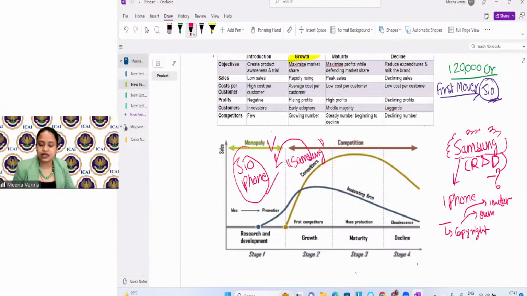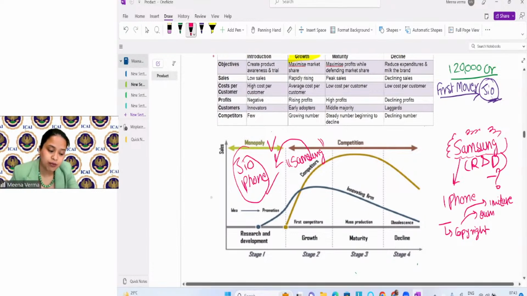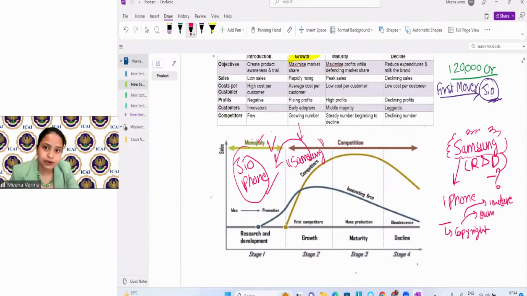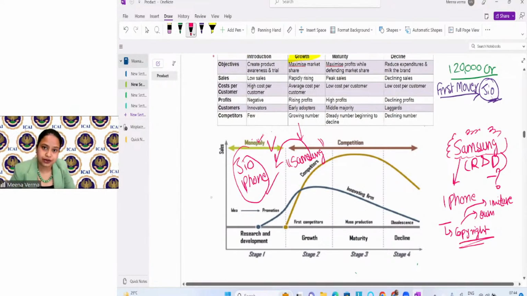Now the point is that a competitor will do the imitation for a product for which the market already exists. The other competitor will start imitating the product. They will start copying the product. All right. And imitation is easy. It will not require any cost.